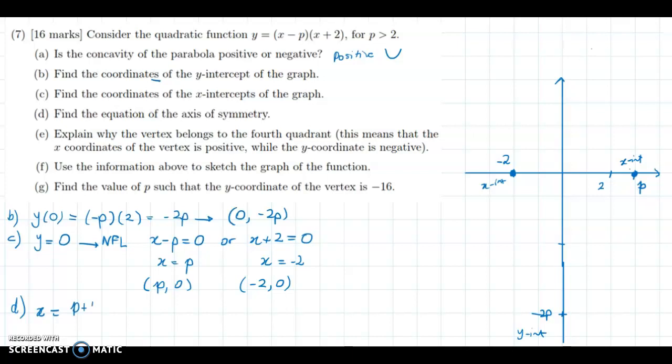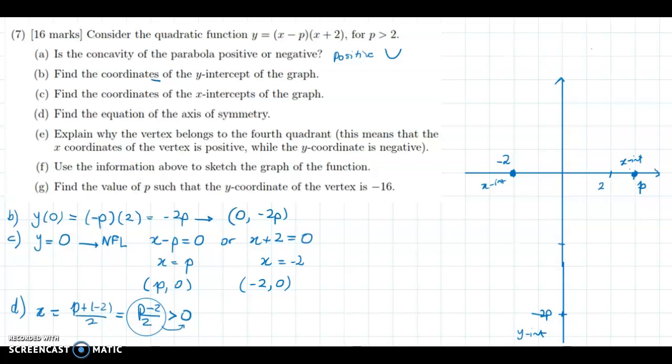So p plus minus 2 divided by 2, that is p minus 2 over 2. And notice that this value has to be greater than 0 because in the numerator we have p minus 2, which has to be greater than 0 because p is greater than 2. And then we divide by 2, so that keeps our number positive. So this number over here is greater than 0.